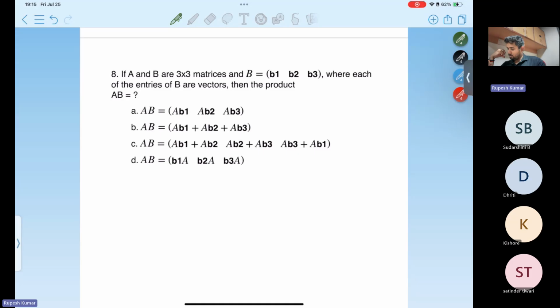Now A and B are 3 cross 3 matrices where B is a matrix containing 3 column vectors, B1, B2, and B3. Then the product AB is equal to which of these options, right? So this is a test of matrix properties. Let me just plug in my computer. So everyone, please try to solve this problem.